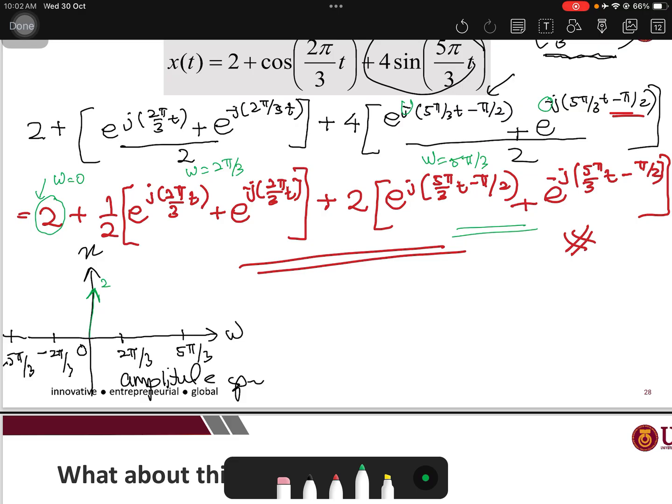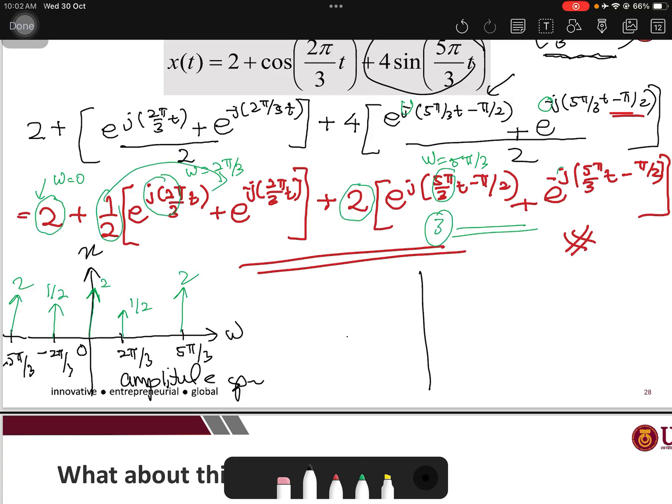For the positive side of 2π/3, your amplitude is 1 over 2. What about the negative one? Because of the expansion, the amplitude is maintained, 1 over 2. Let's look at the third component, where omega is 5π/3. The amplitude belonging to omega 5π/3 is 2, and for the negative side also 2.